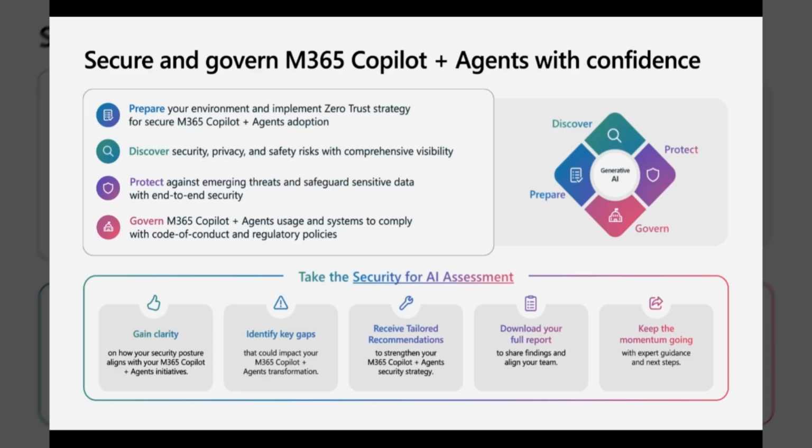Down at the bottom, you can take the security for AI assessment. What this does is it provides you gaining clarity on how the posture looks in your environment. It identifies your key gaps. You'll get some tailored recommendations in there. You can download that full report, share those findings, and align your team. And then you can keep that momentum going with expert guidance and next steps.